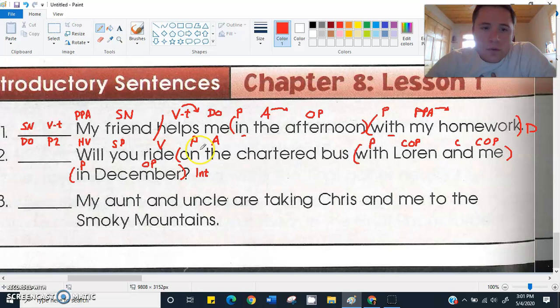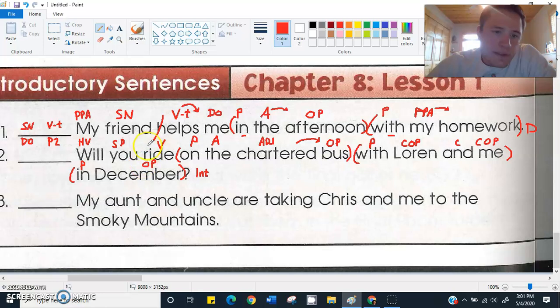Now, on what or on whom? Does chartered sound like a what or a whom we can be on? Or does bus sound like something like a what or whom we can be on? On what? On bus. And then what does chartered answer? Says what kind of bus. And those are adjective words. We already did the type of sentence a little early. Where would I put my slash mark for a sentence like this?